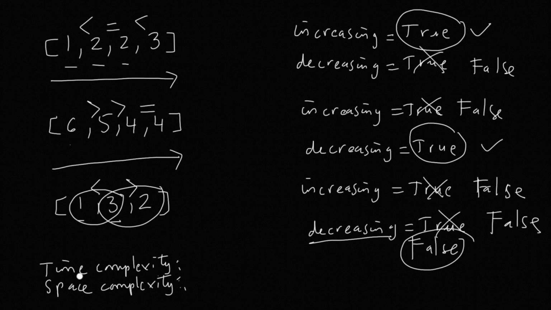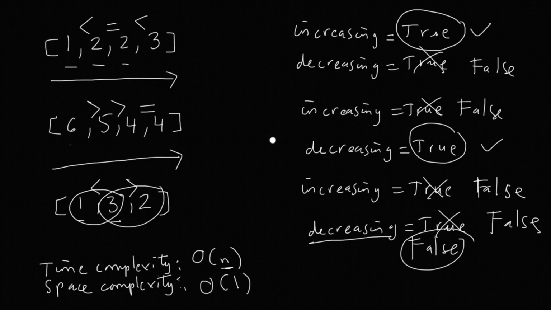Let's talk about time complexity and space complexity of this approach. In terms of time complexity, it will be O of n, where n is the length of the array, because we loop through the array once. For space complexity, we only need to keep track of the Boolean conditions of increasing and decreasing. So the space complexity would be O of 1.